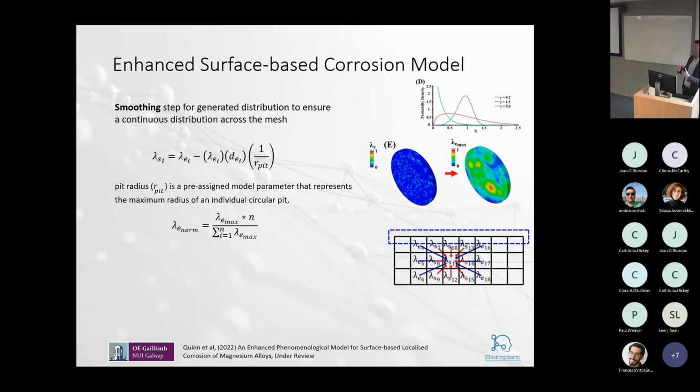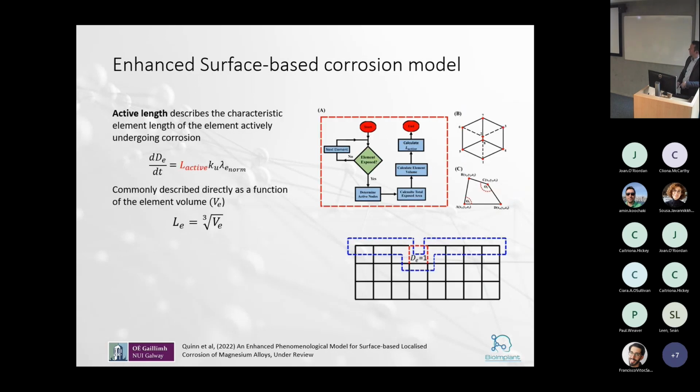When you prescribe a probability function across your elements, you don't have a continuous probability. So one element can have a low probability and its neighbor could have a high probability. So we go through a smoothing step just to create somewhat of a continuous distribution of probabilities across the element volume. And our overall damage increment then is described by this term. So here we have our normalized term, where we prescribe that propensity to damage over the entire range of elements in that material volume.